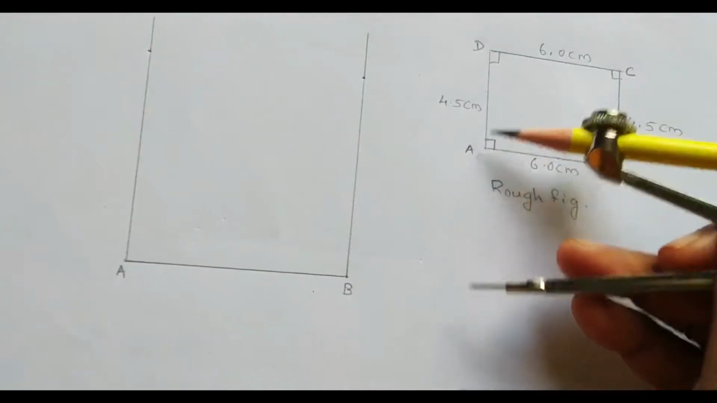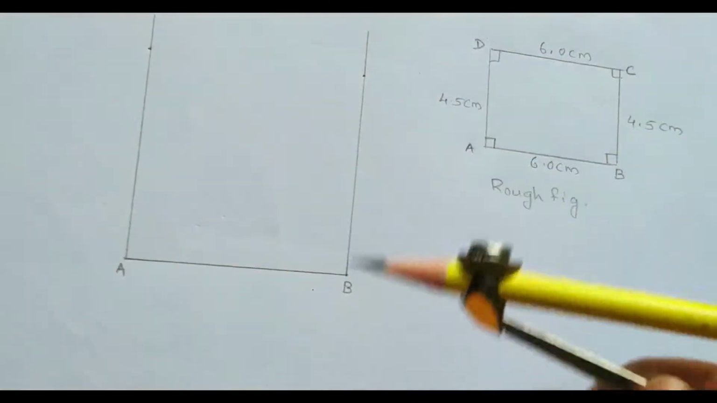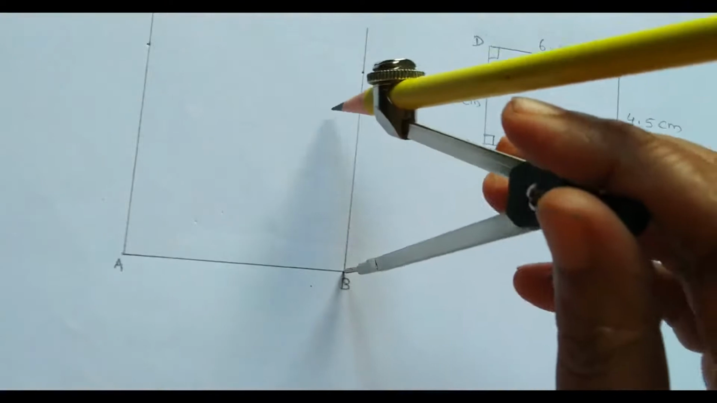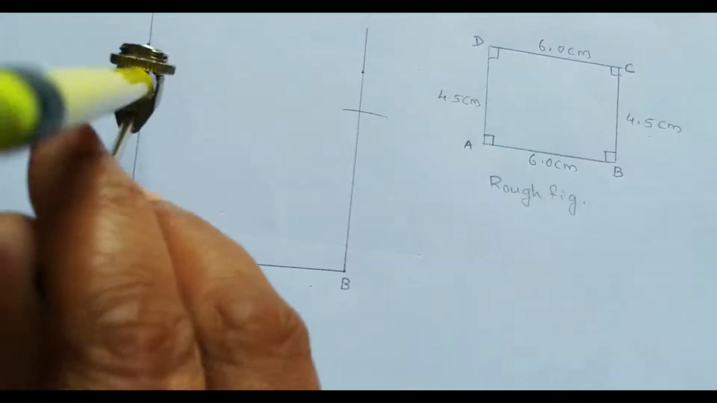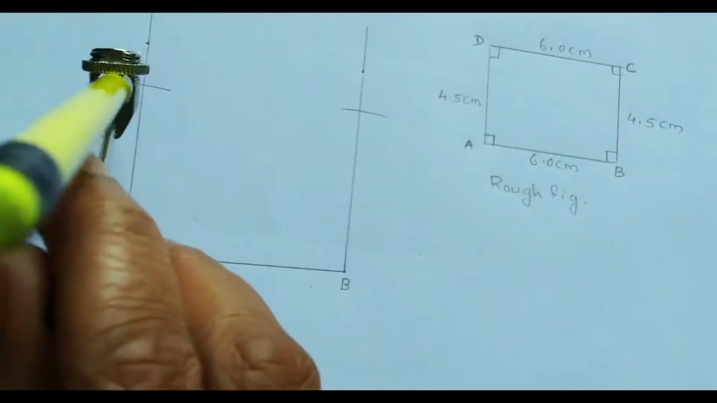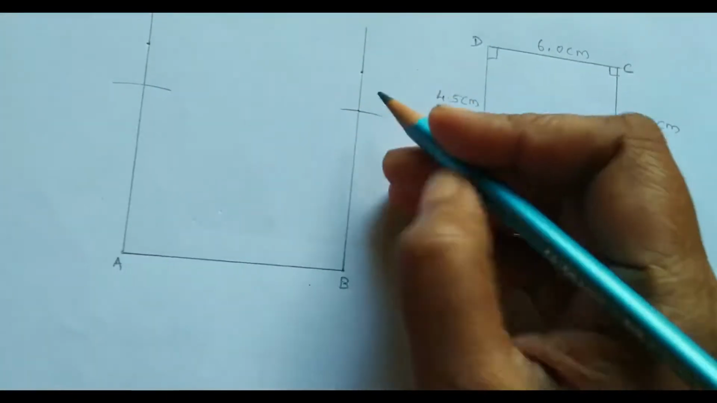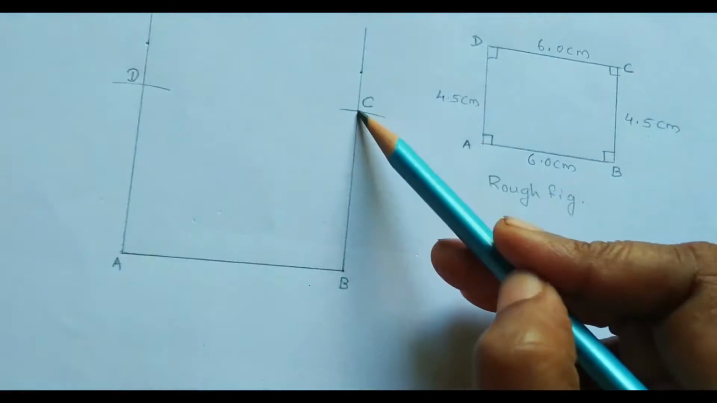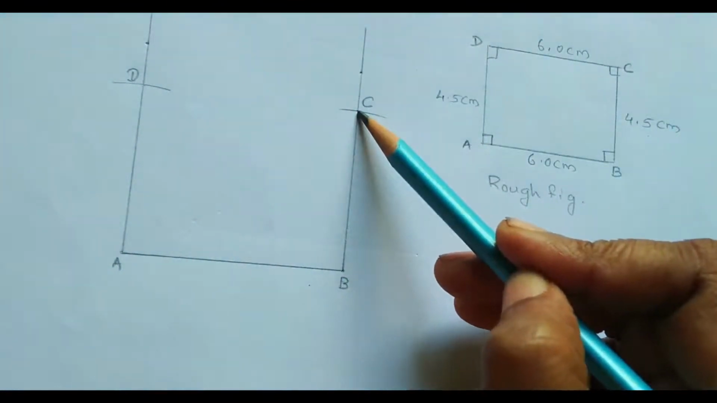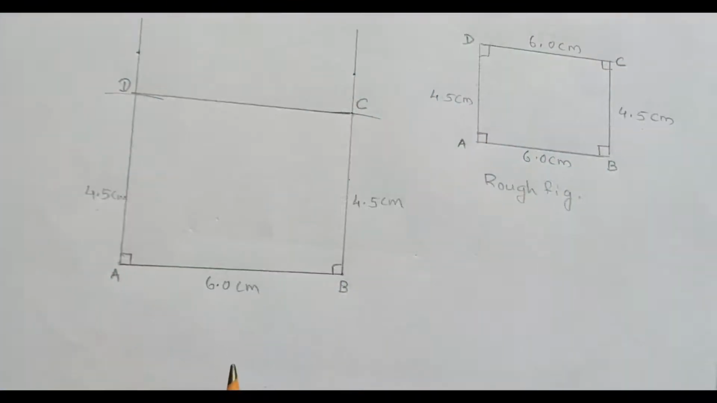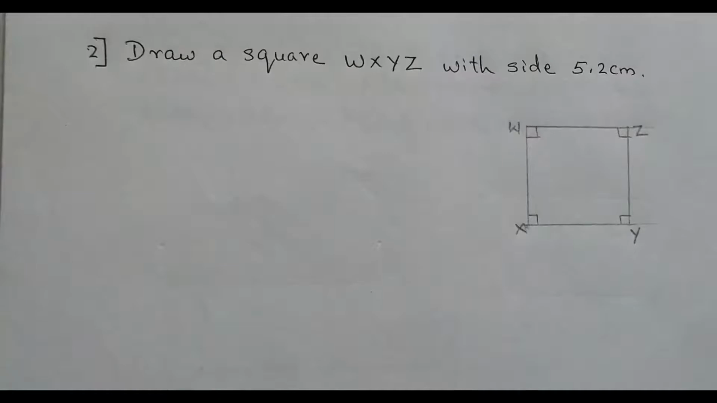Now take length 4.5 centimeters on the compass and draw an arc to cut this arm. And also with A as center, draw an arc to cut the second arm. Now we have got the 2 points C and D. Now join the points C and D. Your rectangle is complete. This is your completed figure. Now let's see the second question.